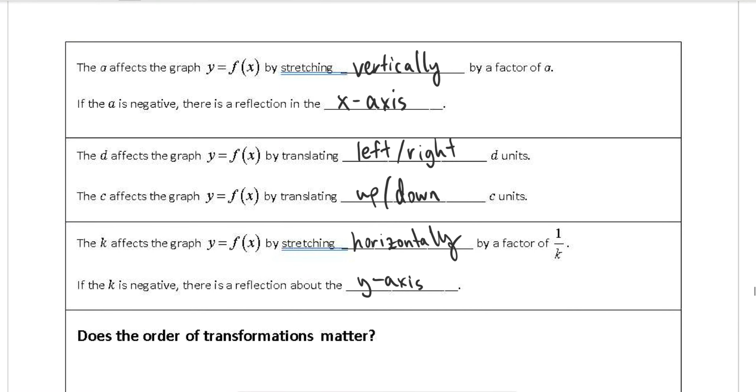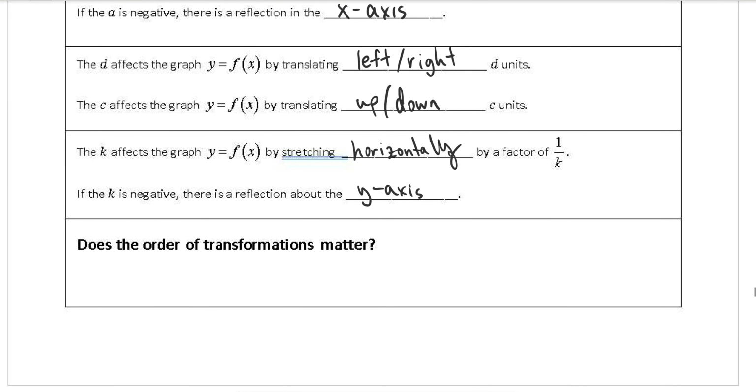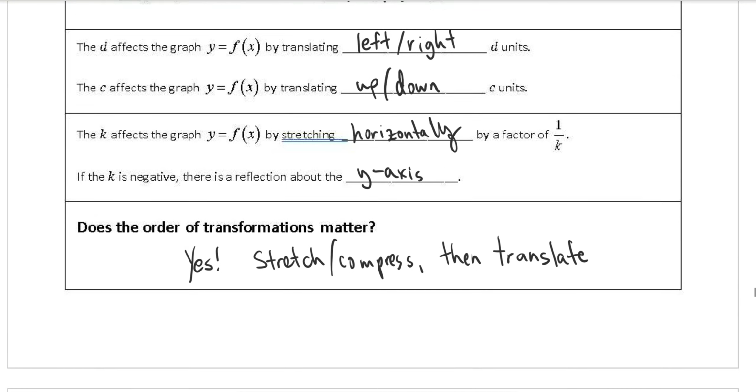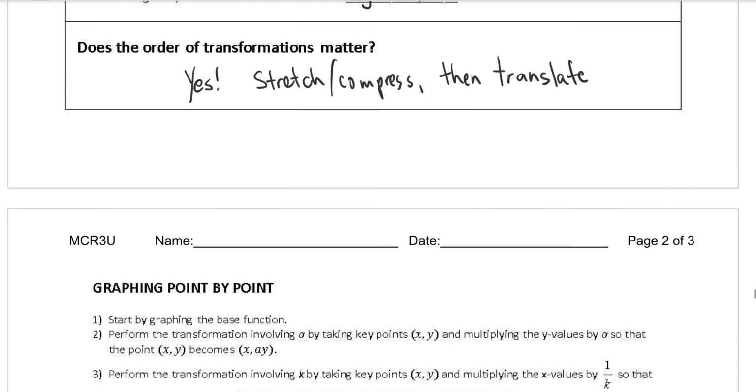Now, it's very important to understand that order in your transformations matters. So you must always do your stretches first, so stretch slash compression, and then you translate. So then you move the graph up or down. So multiplication before addition and subtraction.